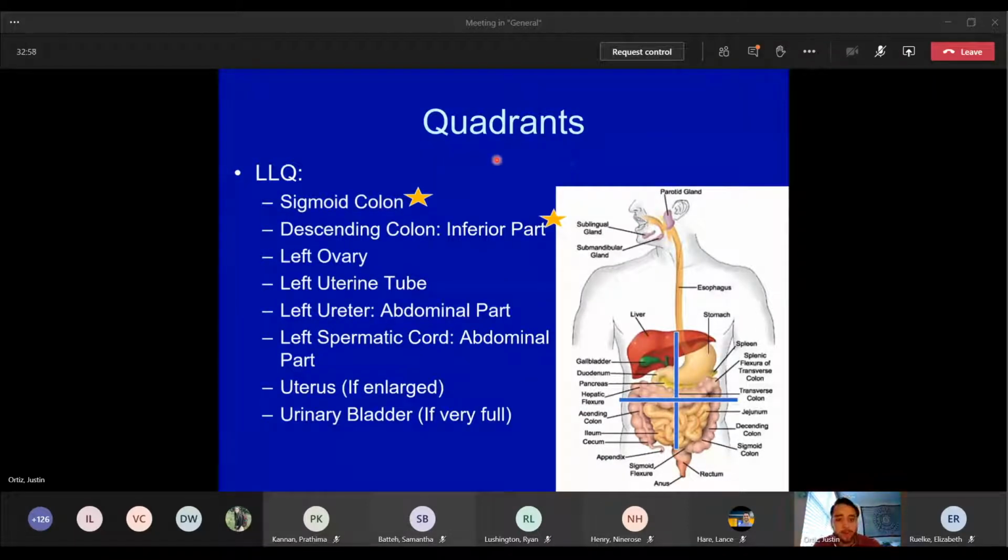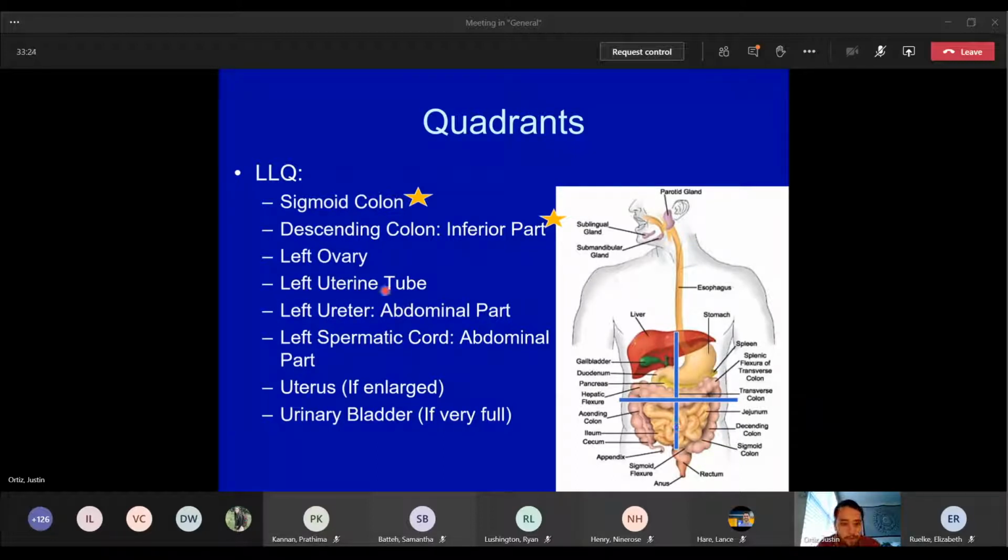And then the last one, which would be the left lower quadrant. I would think the most significant thing in the left lower quadrant is for sure the sigmoid colon. Also the inferior part of the descending colon, but again, if you know that the bowel movement goes from ascending to transverse and then to descending, you should be able to figure out that the lower part of the descending colon is part of the left lower quadrant. But yeah, sigmoid colon for sure. That's going to be like this little S right here going into the rectum. That's the highest yield.